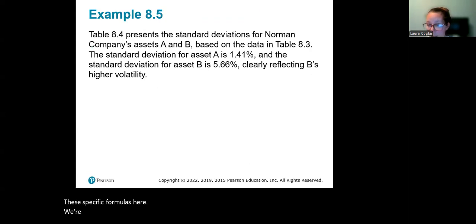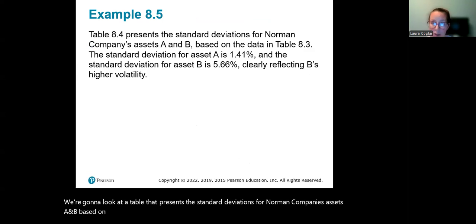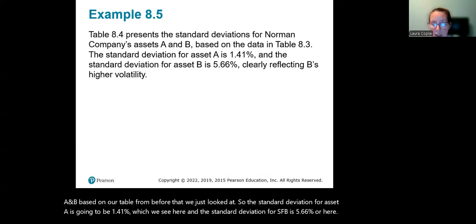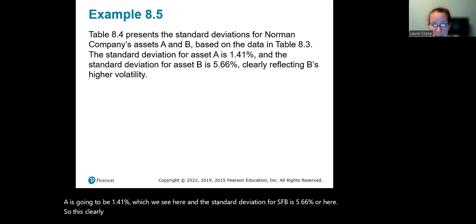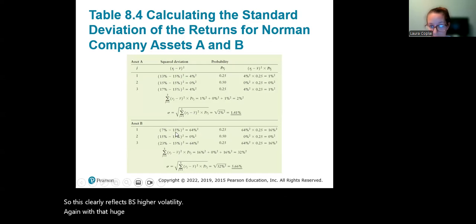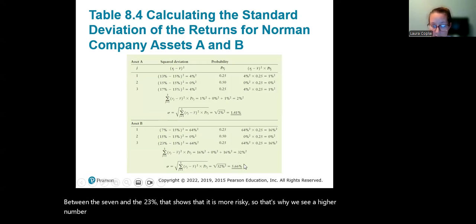We're going to look at a table that presents the standard deviations for Norman Company's assets A and B based on our table from before that we just looked at. So the standard deviation for asset A is going to be 1.41%, which we see here. And the standard deviation for asset B is 5.66%, or here. So this clearly reflects B's higher volatility. Again, with that huge range between the 7 and the 23%, that shows that it is more risky. So that's why we see a higher number here for that standard deviation.